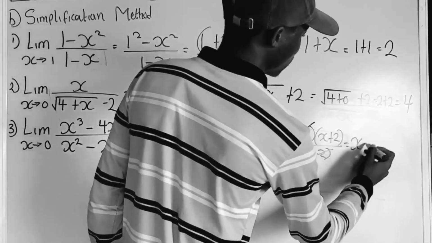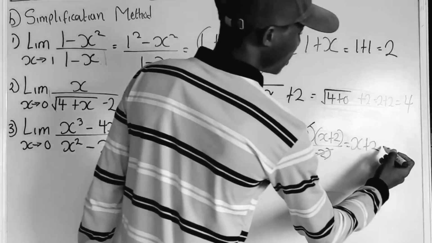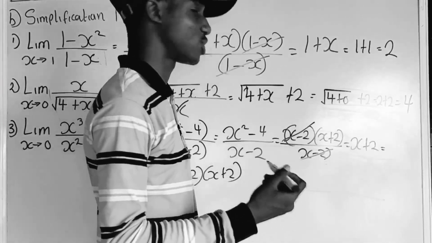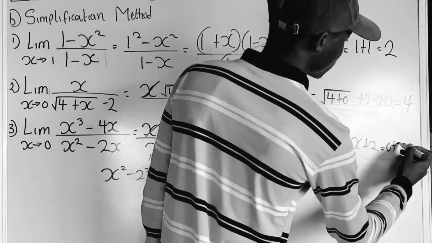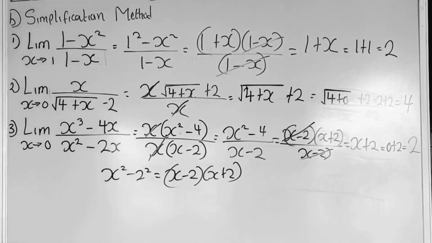x plus 2. Now, when x is 0, you understand? I'm going to have 0 plus 2. 0 plus 2 is what? 2. You understand? So 0 plus 2 is equivalent to 2. So the limit of the function x to the power of 3 minus 4x all over x squared minus 2x, as x tends to 0, is 2.